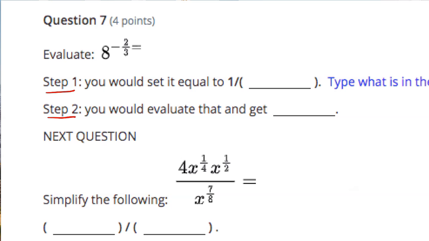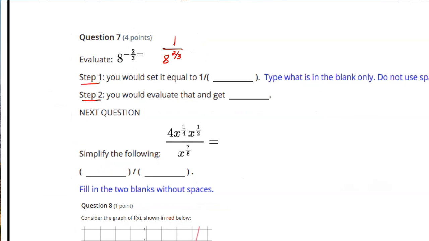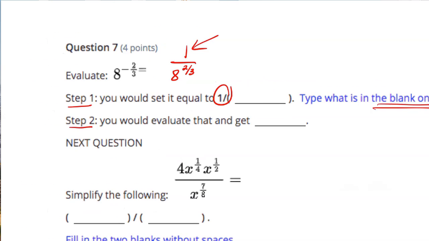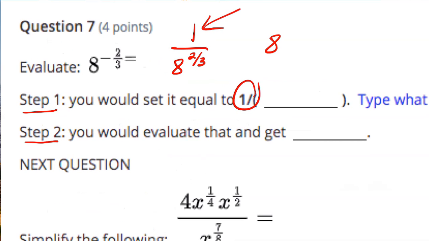Step 1. You would set it equal to 1 over blank, and that would be 8 raised to the 2/3. Type what is in the blank only, meaning don't type the 1. We gave you the 1 right here. And do not use spaces. Okay. So 8 raised to the 2/3. Step 2, you would evaluate that and get what?